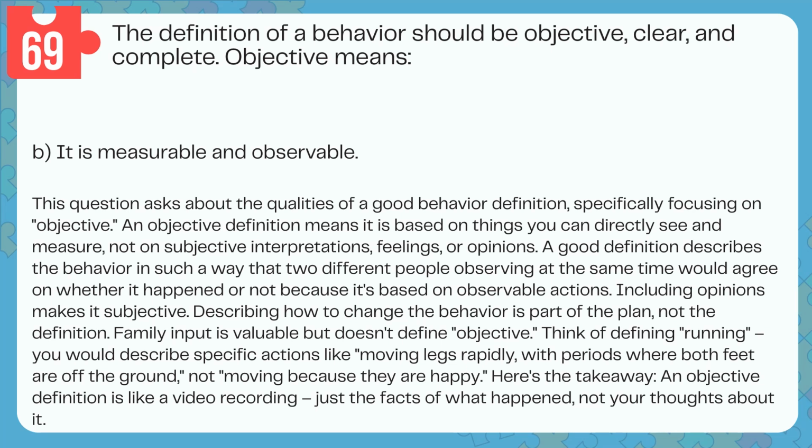Think of defining running. You describe specific actions like moving legs rapidly, with periods where both feet are off the ground, not moving because they are happy. Here's the takeaway. An objective definition is like a video recording, just the facts of what happened, not your thoughts about it.